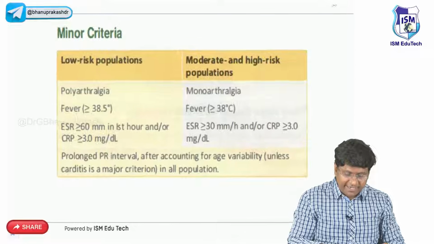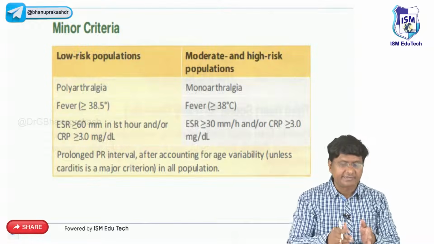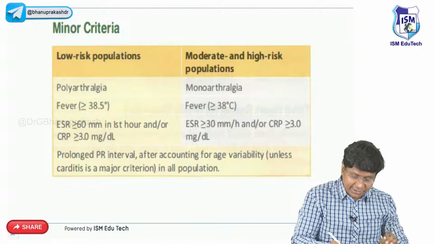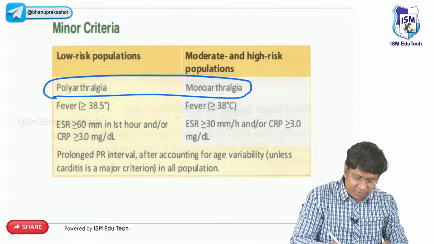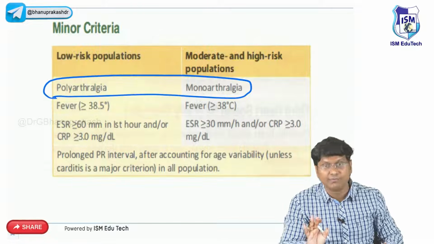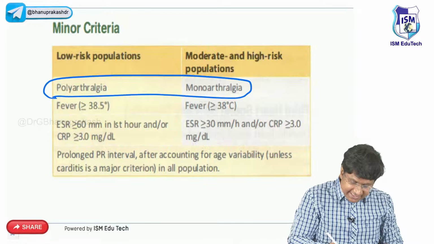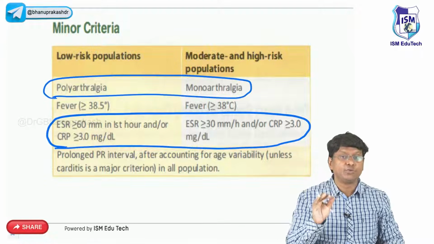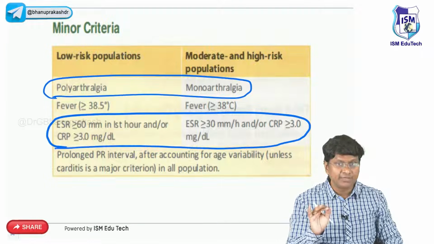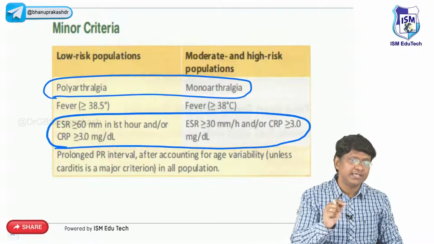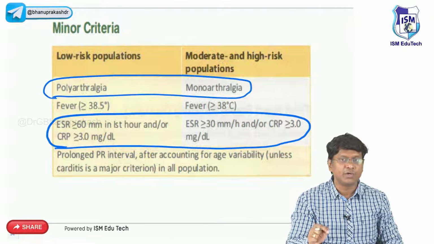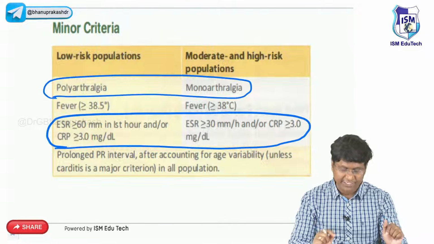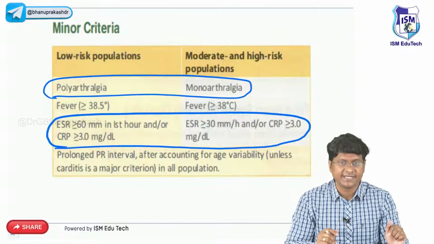Then you take the minor criteria. Even in minor criteria, again we have the low risk population and the high risk population. Again the joint involvement differs: polyarthralgia is required for low risk, and for moderate to high risk you require monoarthralgia. Then the next is the ESR. The ESR should be more than 60 mm in 1 hour in case of low risk, and more than 30 mm in 1 hour in the moderate and high risk population. This is how you will differentiate the low risk and high risk populations.